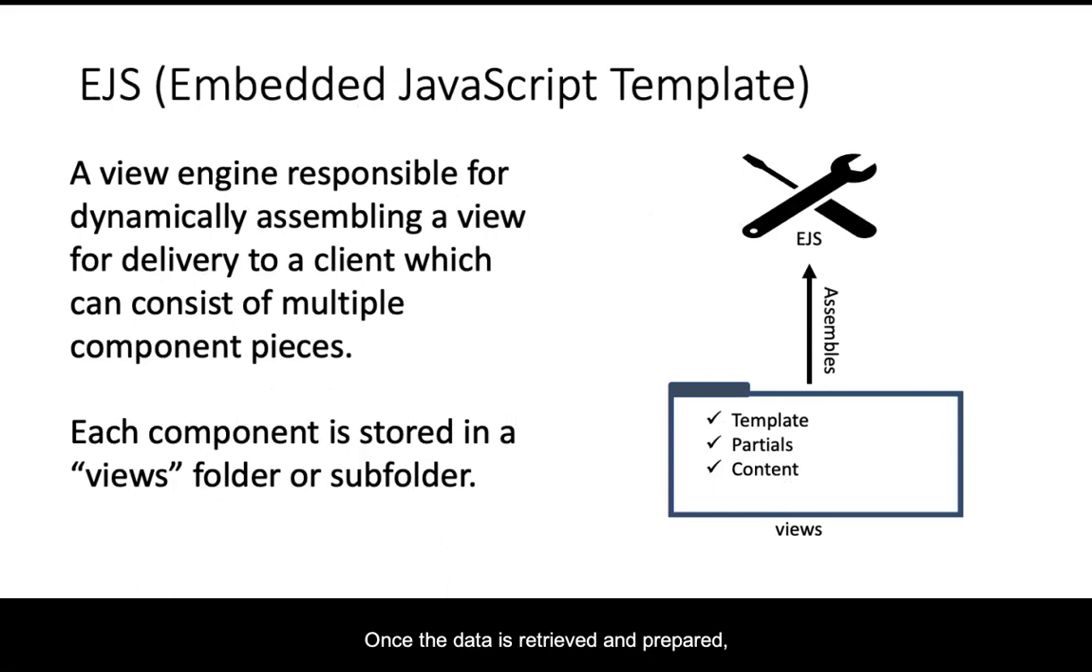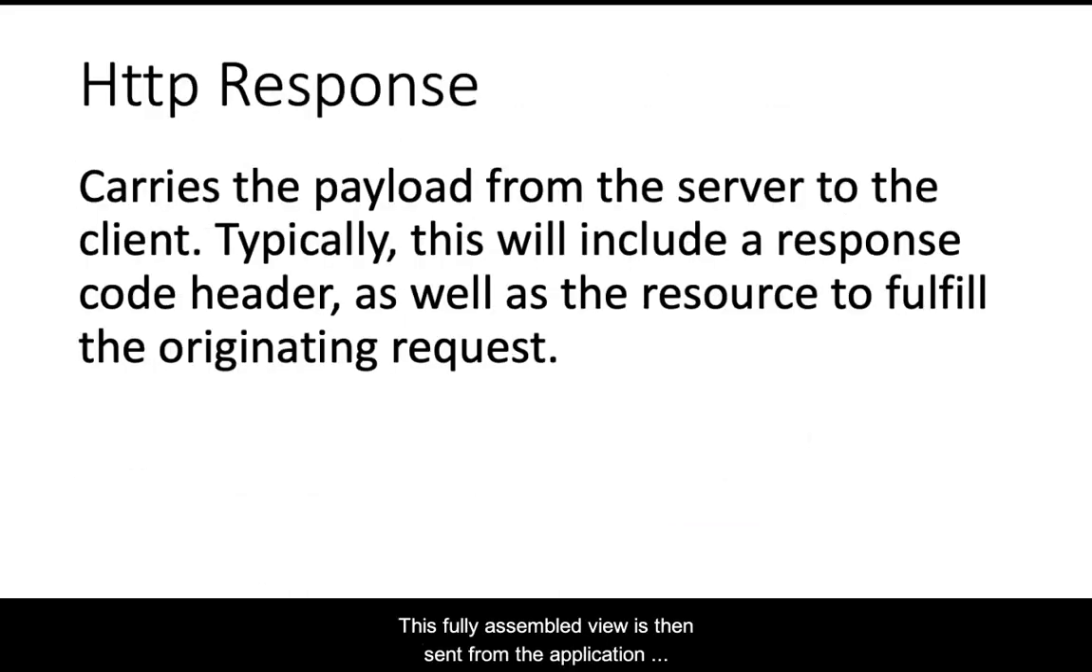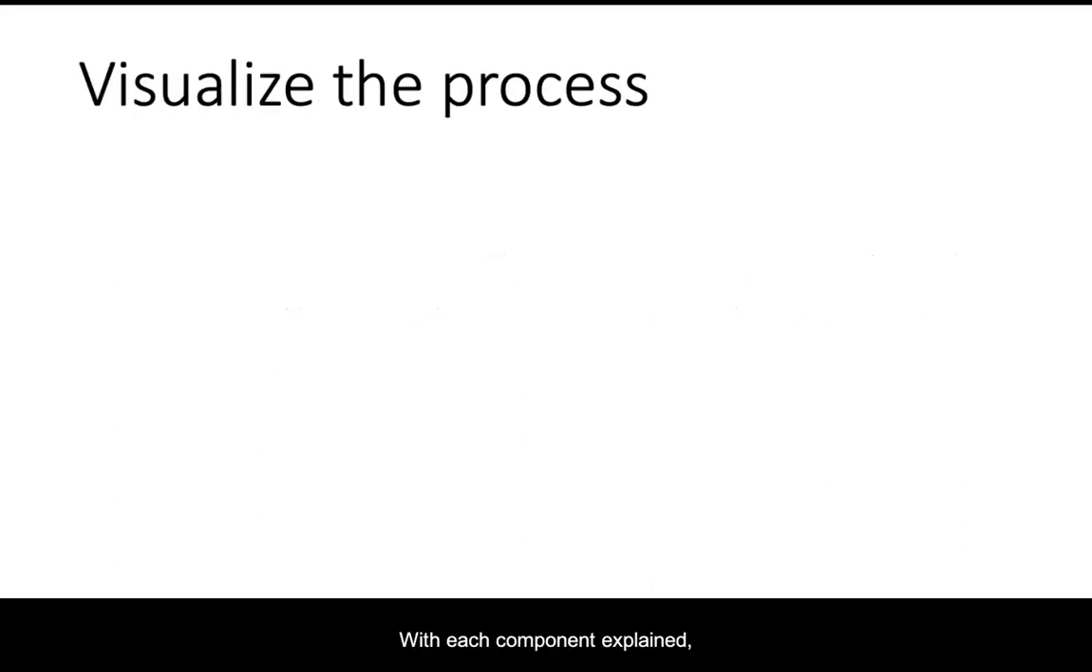Once the data is retrieved and prepared, the controller sends it to EJS. EJS then uses a template along with partials and the primary view for the data to assemble the finished view. This fully assembled view is then sent from the application server via an HTTP response back to the requesting client. With each component explained, let's visualize the process.